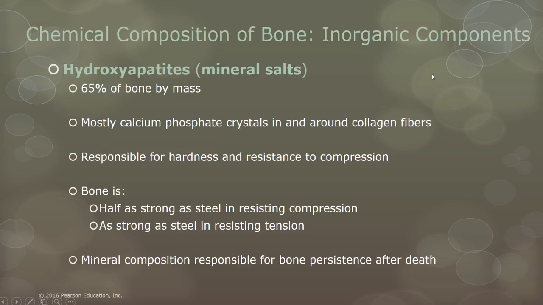But bones are also very, very hard. And the reason our bones are hard and strong is due not to the organic components, but to the inorganic parts of the bone. It's what we call hydroxyapatites, mineral salts. About 65% of the mass of a bone is these calcium phosphate crystals that essentially pack in and around all of the collagen fibers in the extracellular matrix. And this is what makes our bones really, really hard. It also makes them really resistant to compression, right?